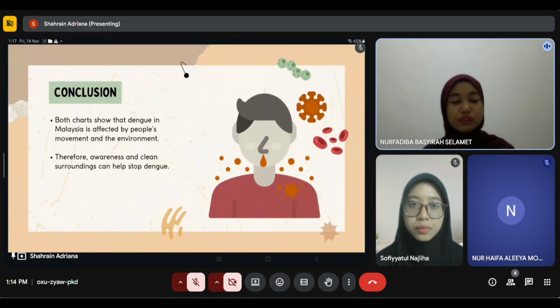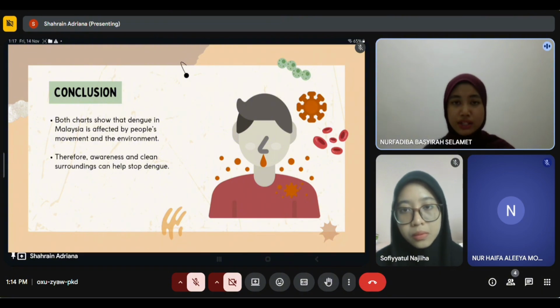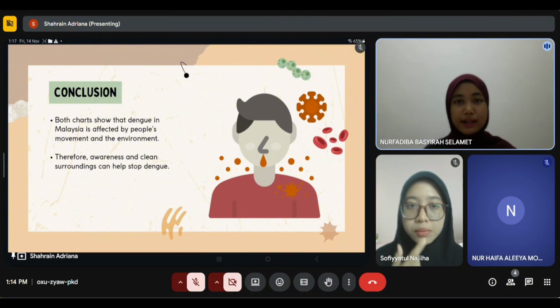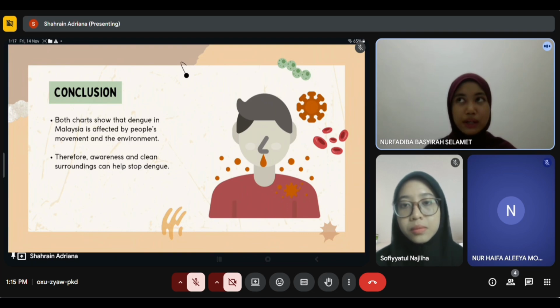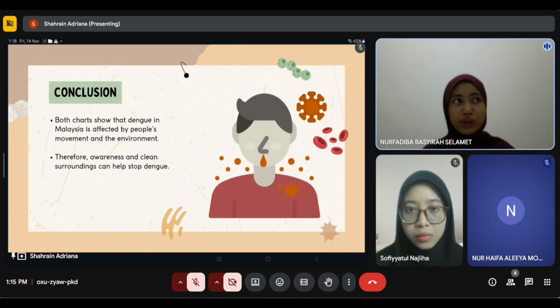In conclusion, both charts show that dengue incidence in Malaysia is affected by people's movement and environment. We can clearly see that from 2015 to 2019, the number of deaths and the number of incidents of dengue increased because of travel and crowded areas. Overall, 2015 recorded the highest number of deaths, and it dropped to its lowest point with only 38 deaths by 2021, showing that awareness and clean surroundings can help stop dengue.